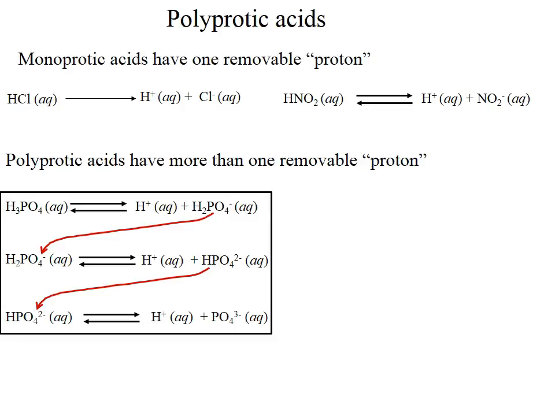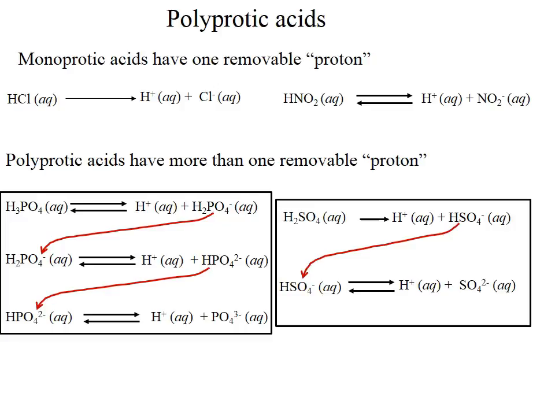So in this example we have phosphoric acid, and the first equation at the top is the removal of the first proton, which leaves H2PO4-, which is dihydrogen phosphate. And then that dihydrogen phosphate can lose a second hydrogen ion to form hydrogen phosphate. And then that hydrogen phosphate can lose its last proton to form phosphate ion.